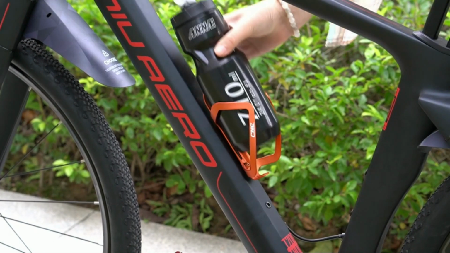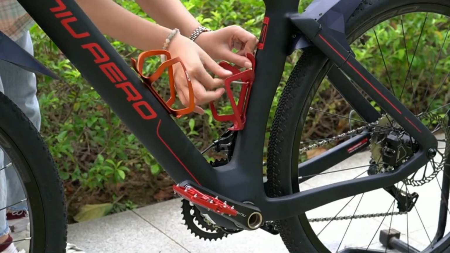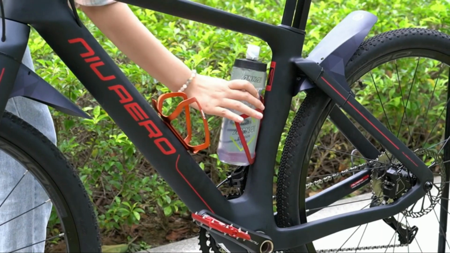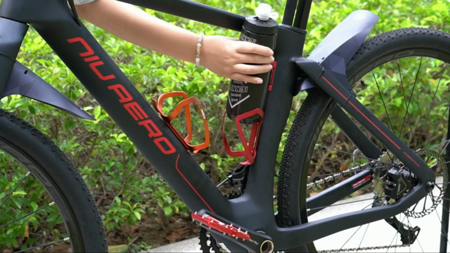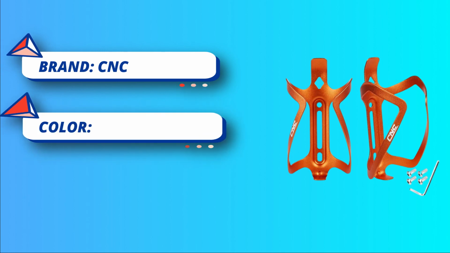Less scratch. The CNC composite bike bottle holder is easy to use and less likely to scratch the finish on most water bottles. Durable and highly resilient, the CNC bicycle water bottle holder is made of alloy 6061. It's light and highly resilient, making it perfect for road or trail applications.